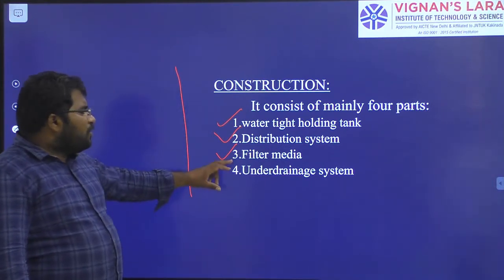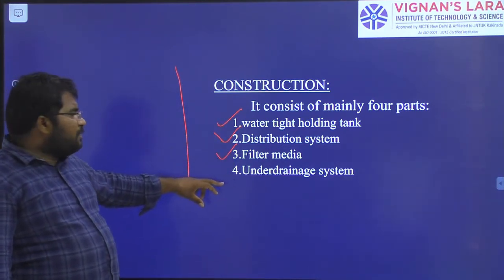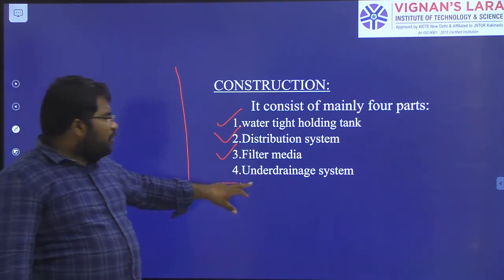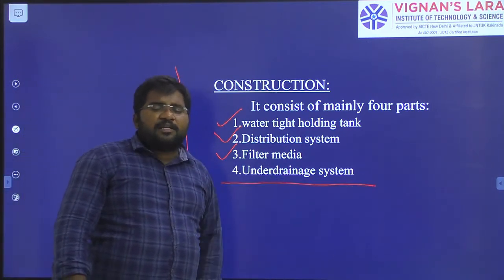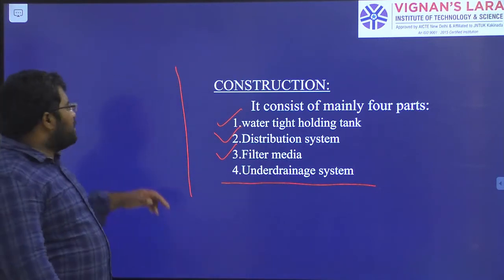Then we have something to collect the treated wastewater from the trickling filter. At the bottom we are going to have a collection system, so that is called the underdrainage system. Okay, let us see one by one.